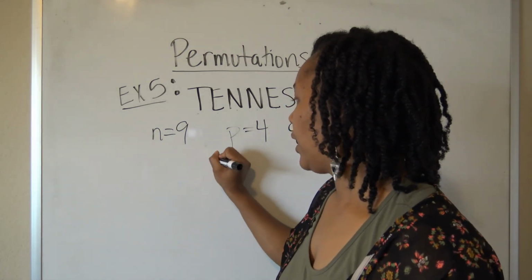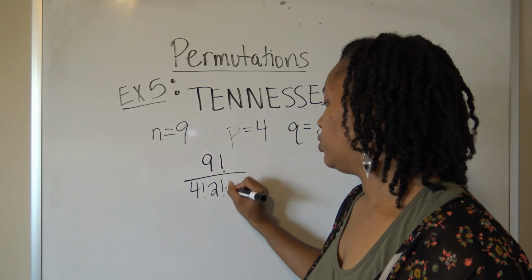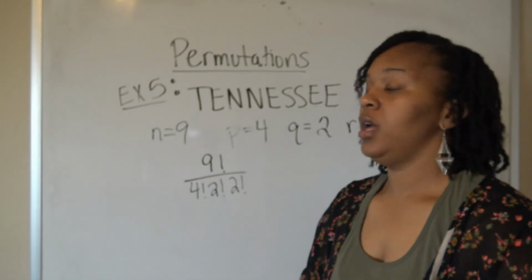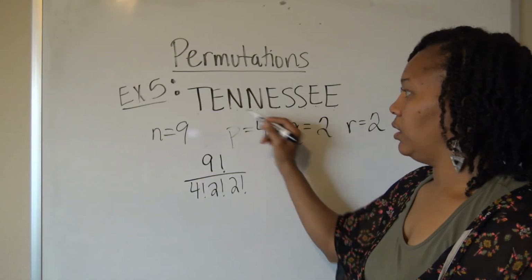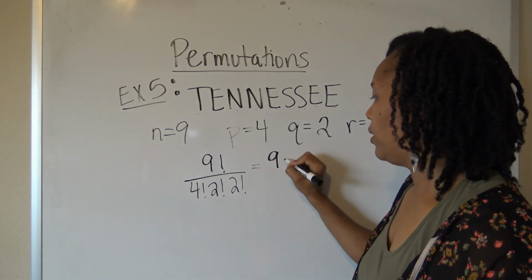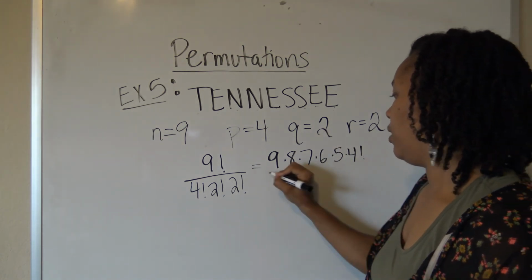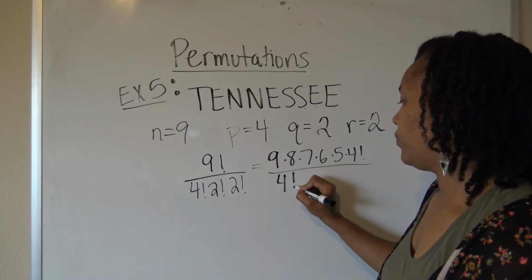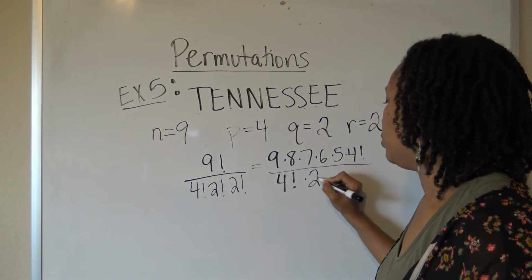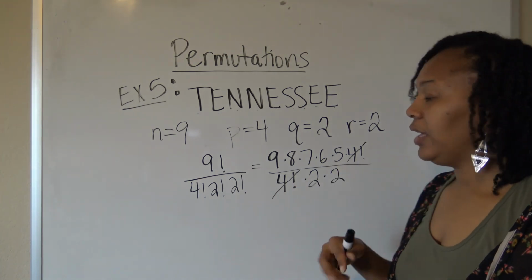So now my formula will look like 9 factorial all over 4 factorial times 2 factorial times 2 factorial. And that's because we have repeating letters. We have letters that are in here more than once. So if we were to work that out, that would be 9 times 8 times 7 times 6 times 5 times 4 factorial all over 4 factorial times 2 factorial times 2 factorial. Now 2 factorial is just 2 times 1, so that's 2. So I'm going to drop the factorials and just say times 2 times 2. So the 4 factorials cancel, and then you can start simplifying.